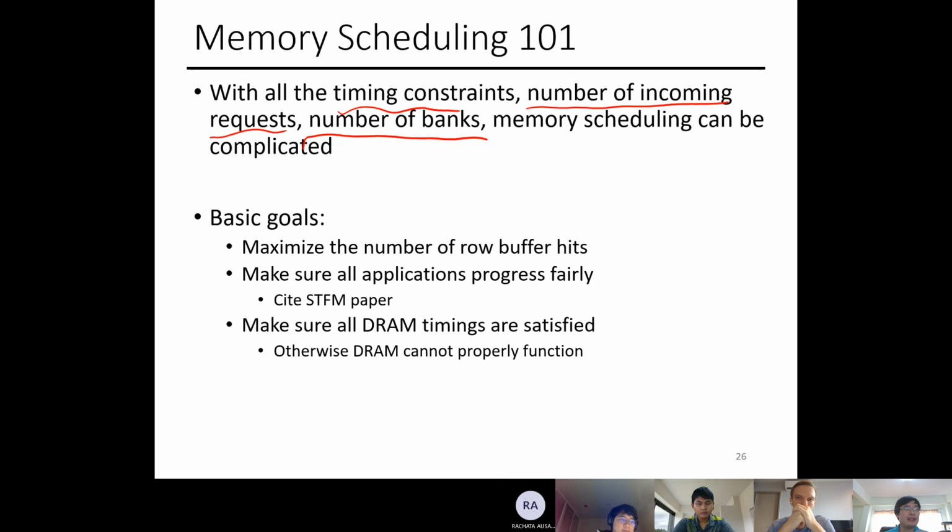So the first set of works was actually done by my advisor back between 2006 and 2009. I forgot the year exactly. That's around the time that people realized that, hey, this thing exists and you can do something with it. But the paper talks about, hey, you can be fair across different applications too, because that leads to better performance. And make sure all your DRAM timings are satisfied. Right? Otherwise, DRAM will not function. You have errors. So we will now move into different scheduling policies.